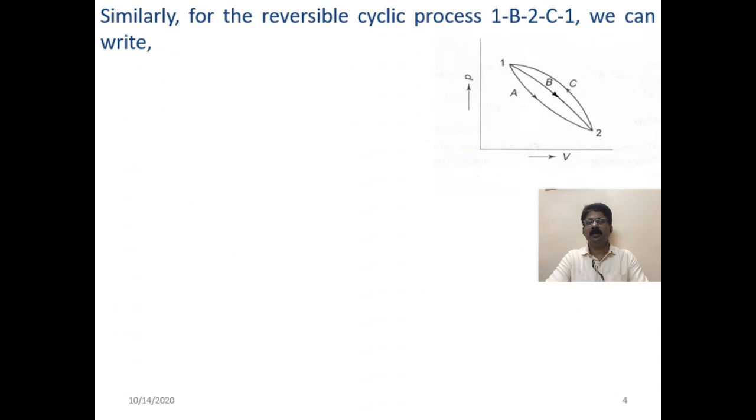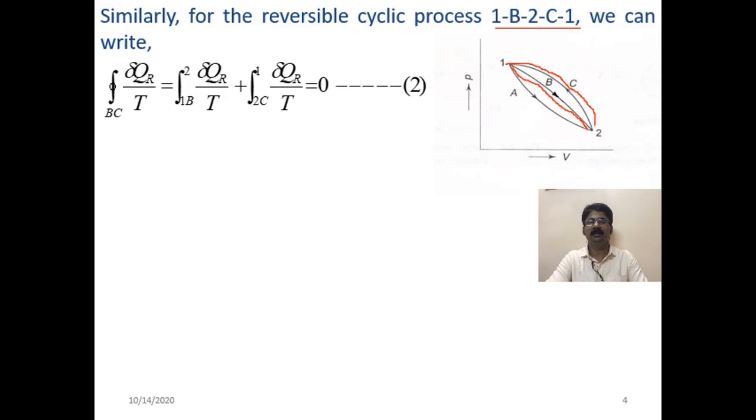Similarly, you can come from 1 to 2 along the path B, like this. I am not drawing exactly above the 1b, just below that, and I can go back to 1 along the path 2c. So the cycle is completed, 1b2c1. Earlier 1a2c1, now 1b2c1. Again for the cycle BC, for the path 1b2 the ratio del qr by t, and for the path 2c1 the ratio del qr by t, is again equal to 0 because this is also a reversible cycle. Previously I named that equation 1, for 1a2c1, and for this cycle I am naming it equation 2.